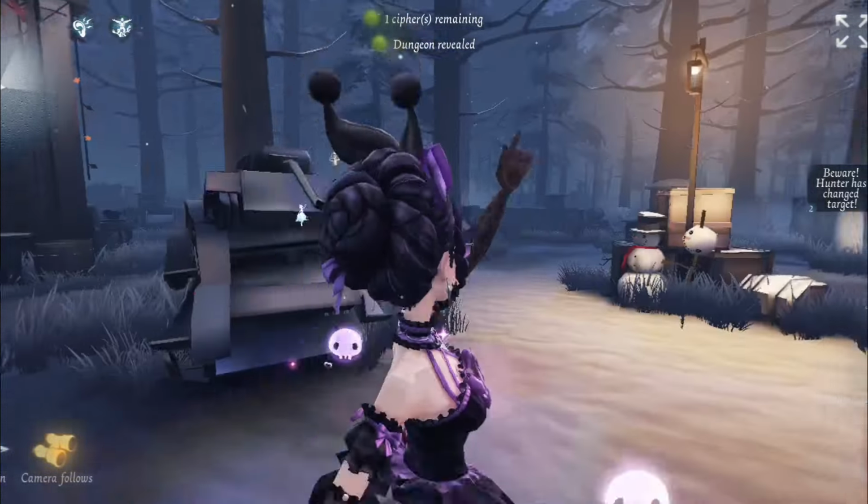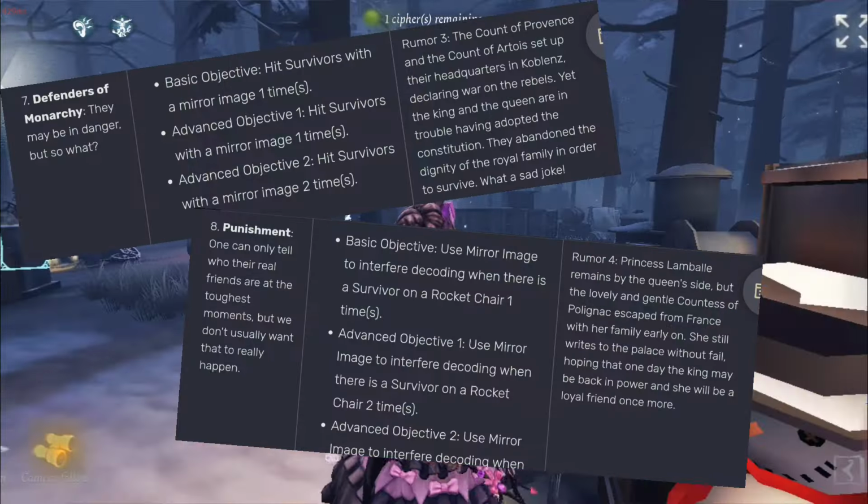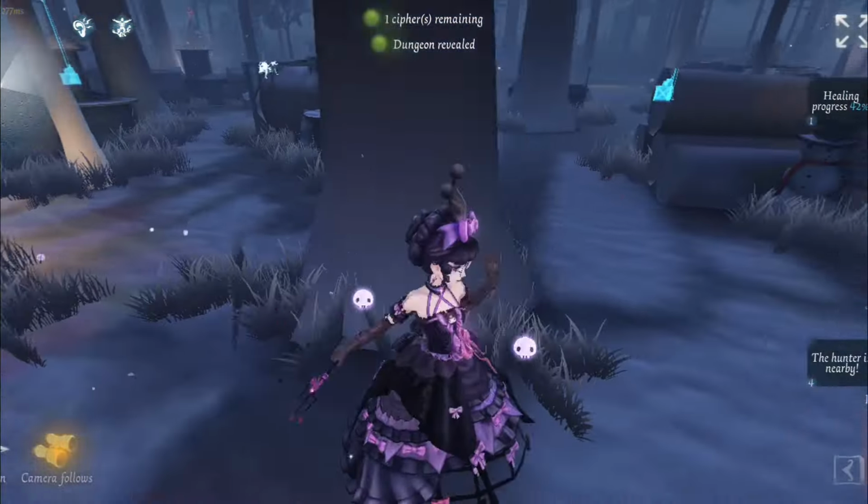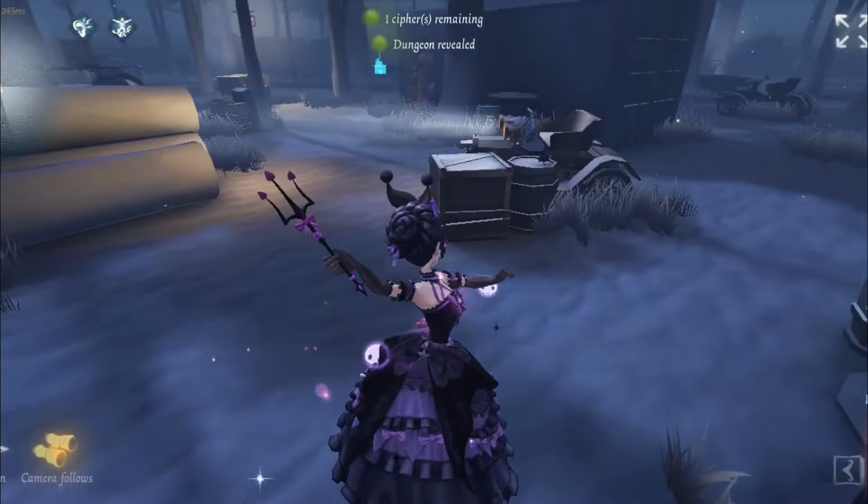Deduction quests 7 and 8 can be hard to understand. I've tried my best to figure out quest 7, but it's still a bit unclear. Here's what I think.